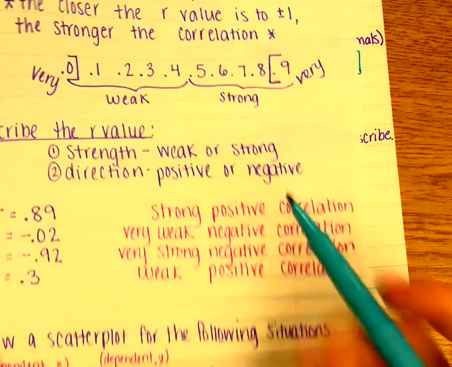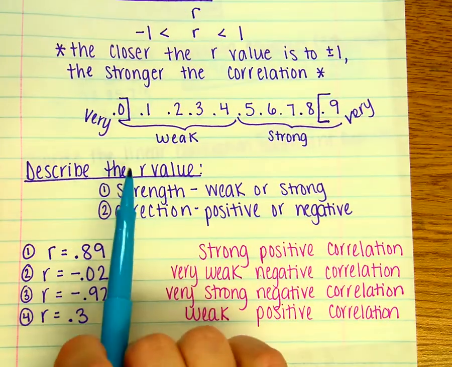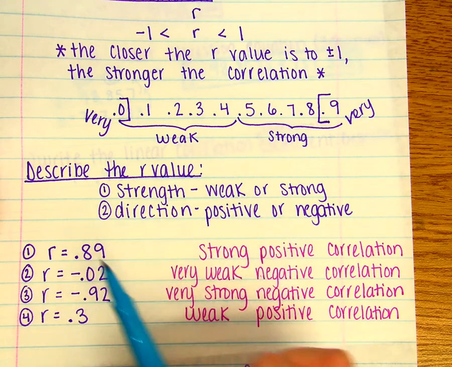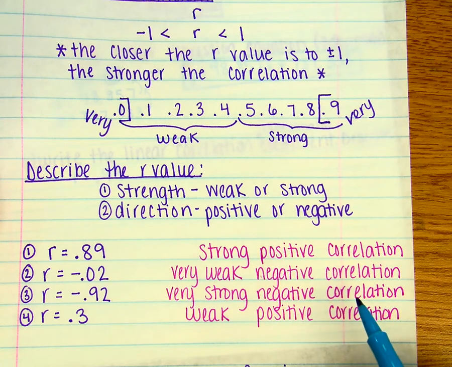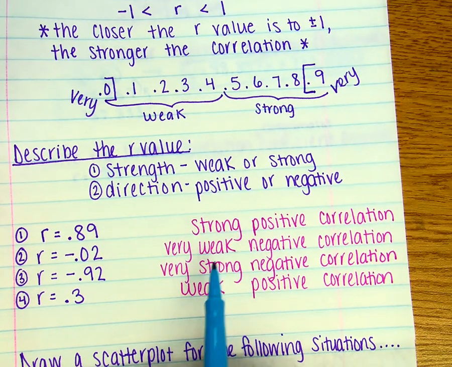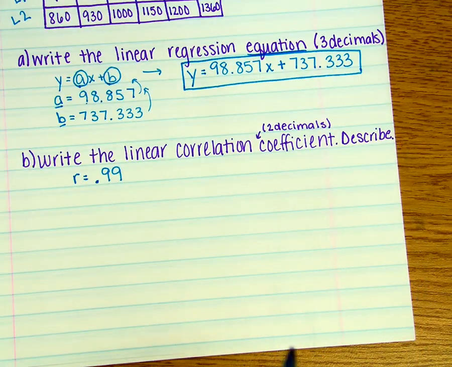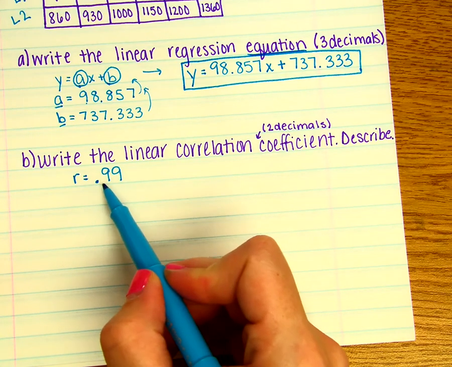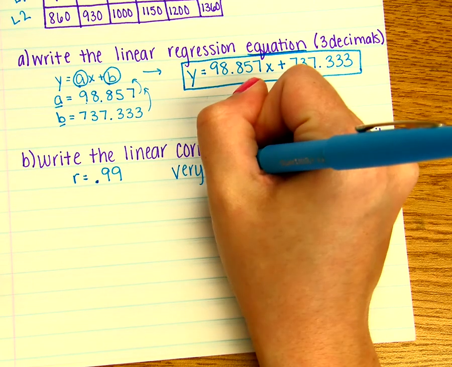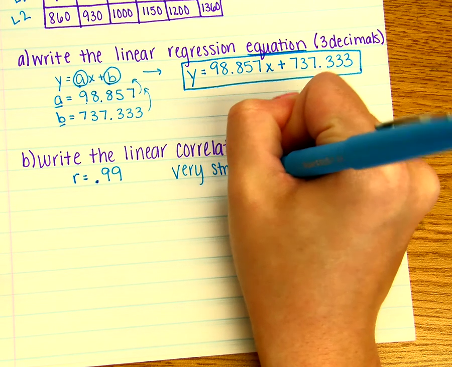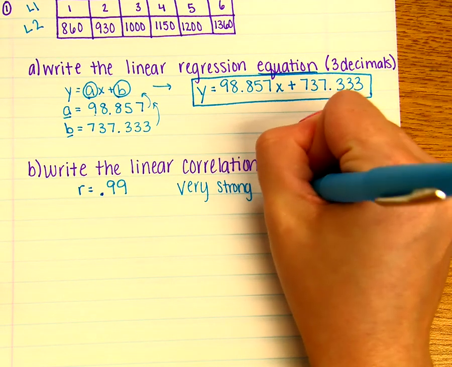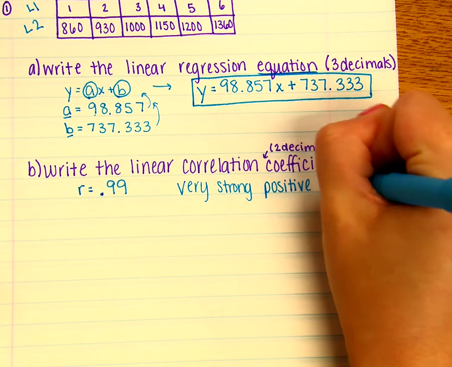In the last video, we were talking about correlation coefficients and how we identify them, about being strong or weak, and then being positive or negative. This is the same describe that the question is asking us to do here. When it says describe, it wants you to tell me strong or weak, negative or positive. So when we look here, we can see that 0.99 is very strong because it's very close to 1. Very strong, and this is a positive number, so positive correlation.